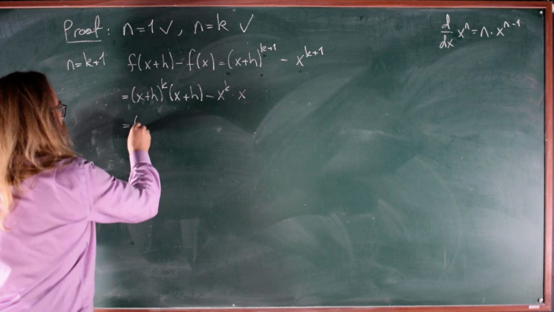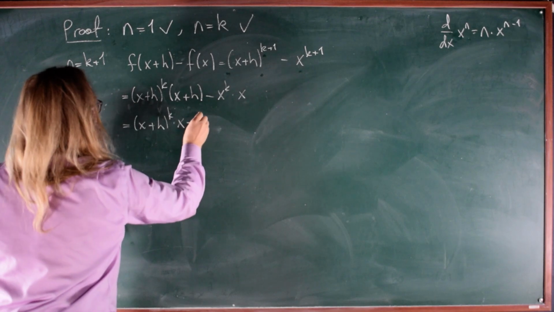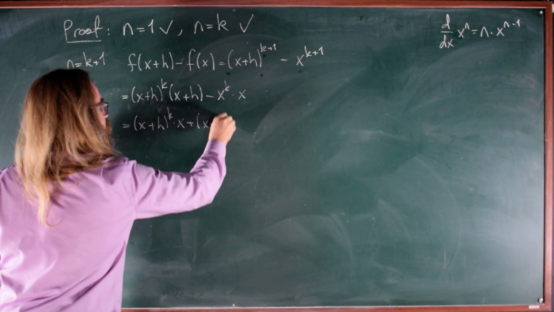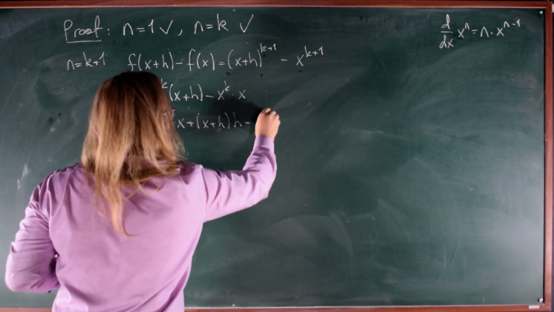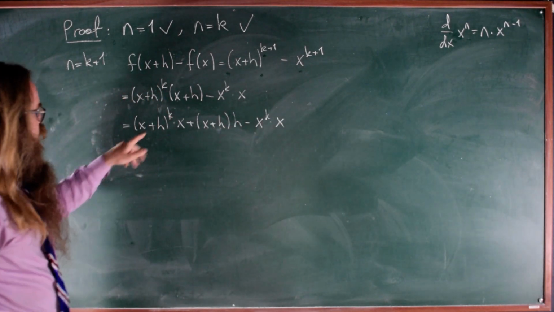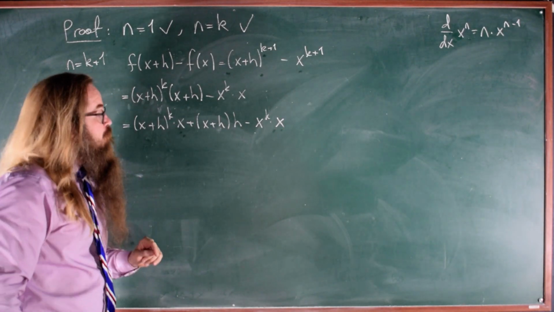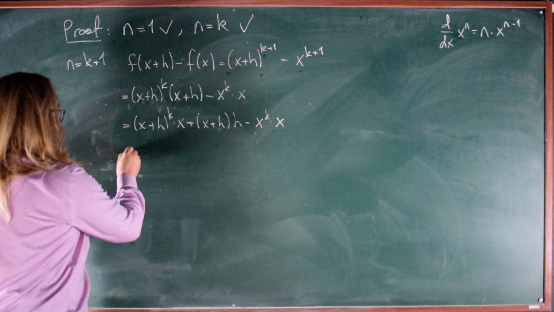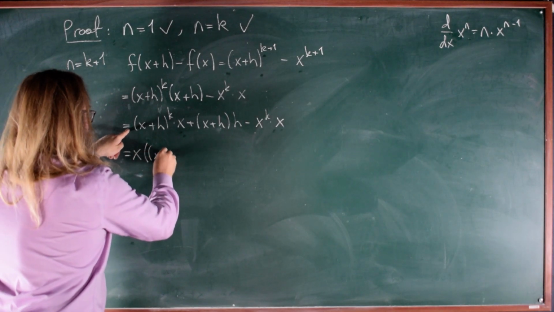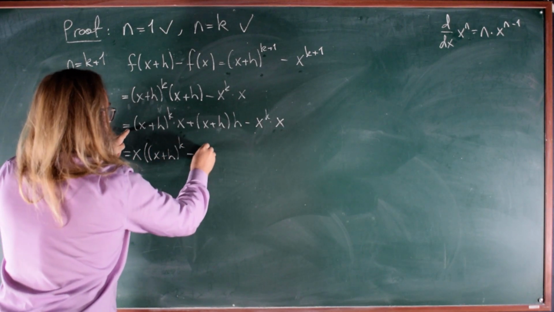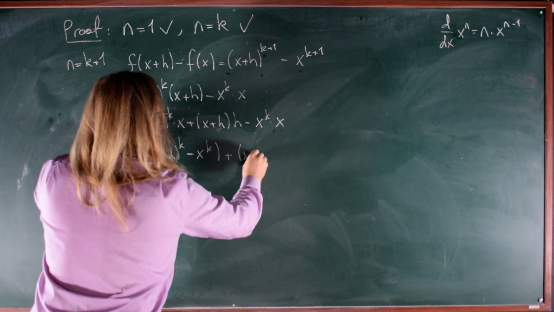All right. Now we expand this parenthesis. So we get x plus h to the k times x plus x plus h times h, minus x to the k times x. All right. So this factor here and this factor here, they have the same factor of x. Right? So we can put that outside of parentheses. So we get x, and then we have this thing here, x plus h to the k minus x to the k. And then we have plus x plus h.